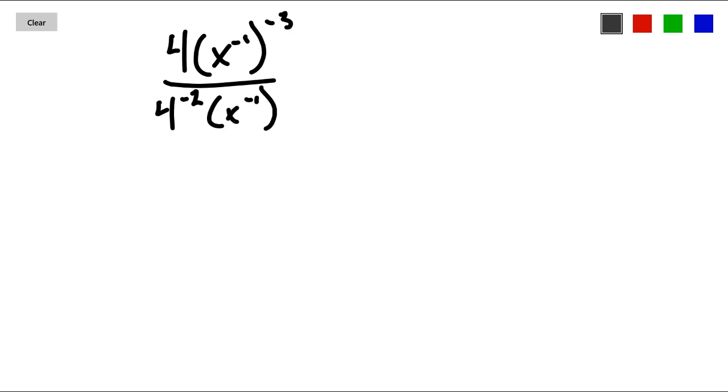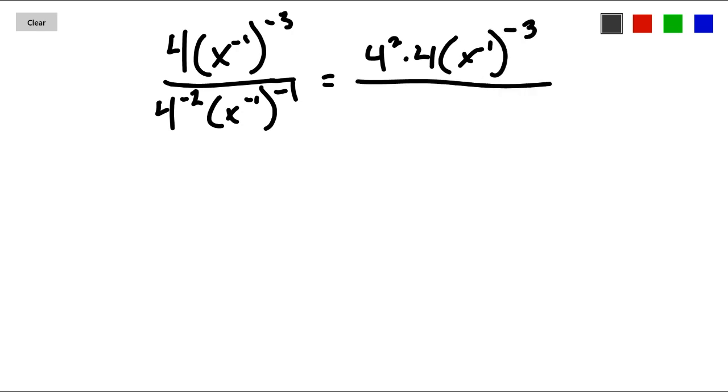Let's say that we had 4 times x to the negative 1st power raised to the negative 3rd power divided by 4 to the negative 2nd power times x to the negative 1st power raised to the negative 1st power. So I can move this 4 to the negative 2nd power to the top by just switching which side of the fraction it's on. So I would have 4 squared times 4 times x to the negative 1st power raised to the negative 3rd power divided by x to the negative 1st power to the negative 1st power.